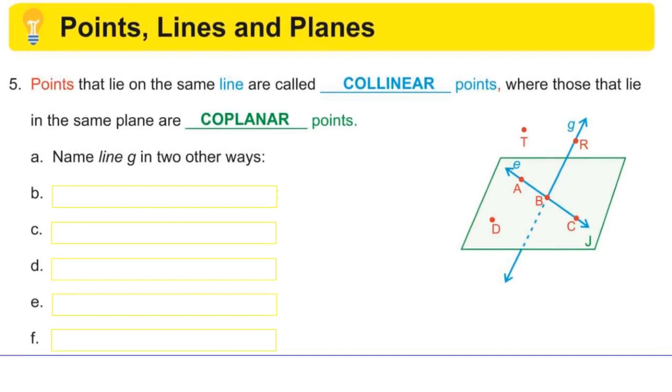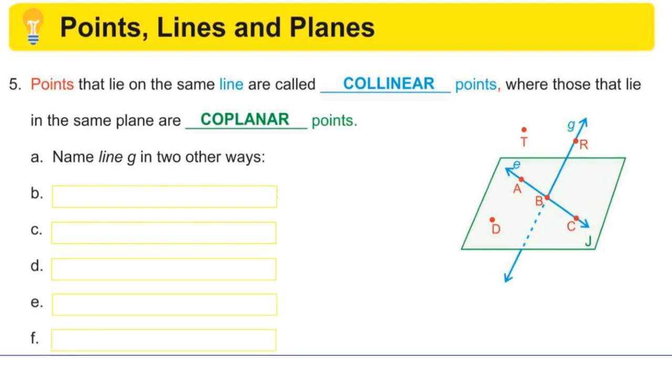First question. Name line G in 2 other ways. Oh, well, notice another shorthand for naming. If you look, you'll find that little G, and it's right up here, right? So notice there's no point associated with it. It's simply there to give you another way to name the line. Now, we do know that it is talking about this line right here, right? So what are 2 other ways to name this line?